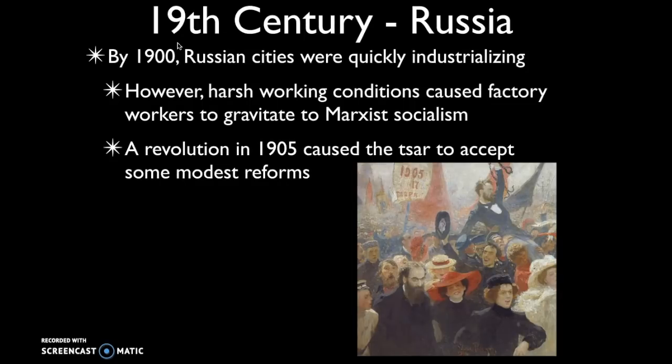And in 1905, the situation got so bad that the Tsar had to agree and accept some modest reforms. And so the Tsar formed a legislative body called the Duma, rather than just being an absolute ruler. The idea behind this was that there would be more popular participation in government. And ultimately, though, the Duma did not do much, and the Tsar began to reassume power following this revolution.